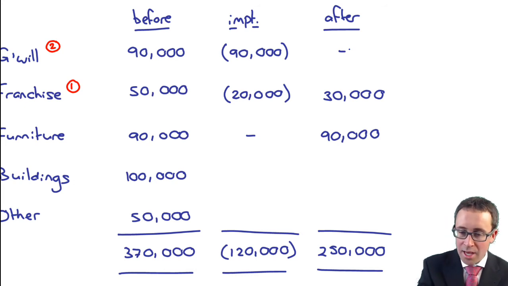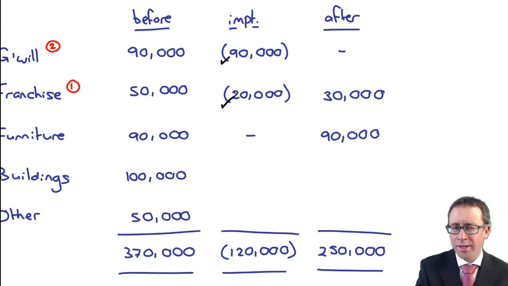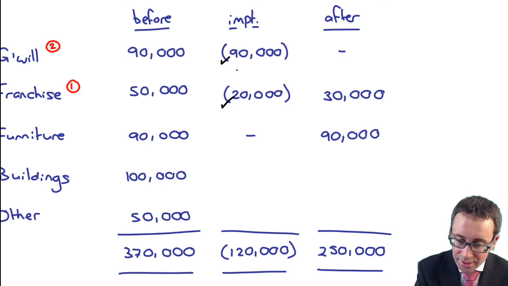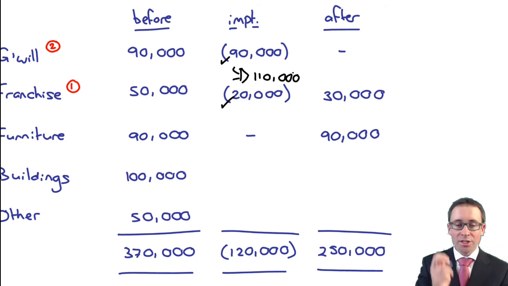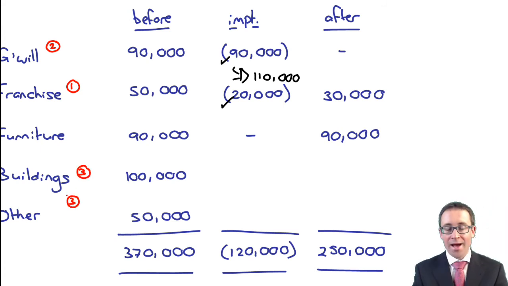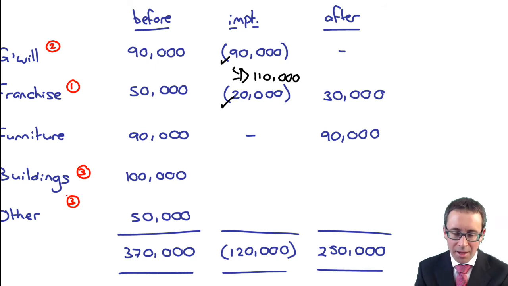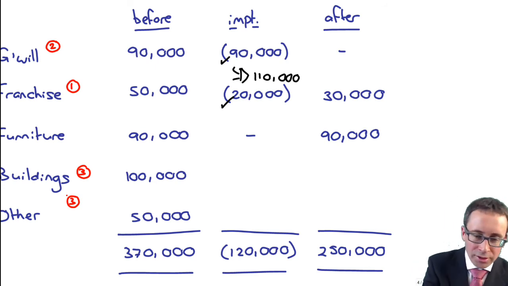Okay. Key bit is we've impaired, what is it, 90 and 20, 90 and 20, 110, isn't it? So that's 110,000 that we have impaired. How much is left? Yeah, excellent, 10. So 10,000 is left, isn't it? And that will be allocated to the other assets on a pro rata basis. Blech. Why didn't we pick some better numbers? We've got 10,000. And we're going to allocate it, is it to the 50 and the 100?